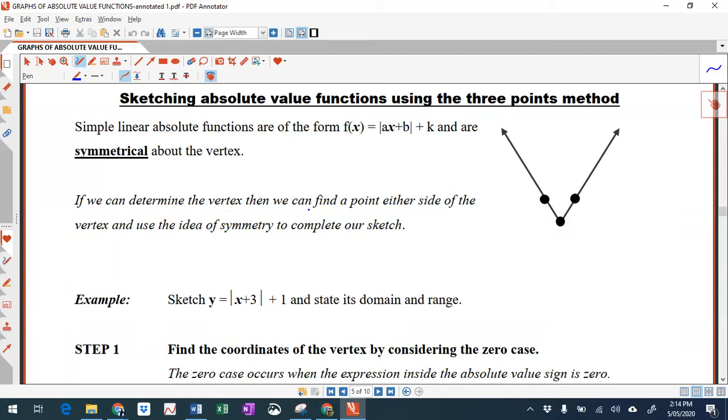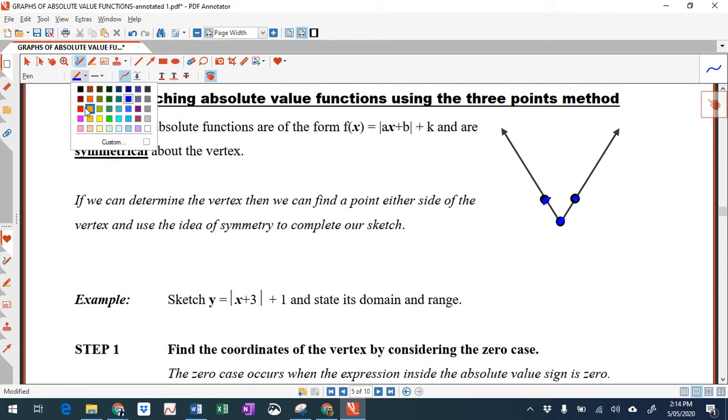Okay, so we're going to look at a different method of sketching absolute value functions. We're going to focus on the fact that an absolute value function is a V, so we just need to know the corner of the V and a point either side of that corner. And then once you've got that, you're able to sketch your function.